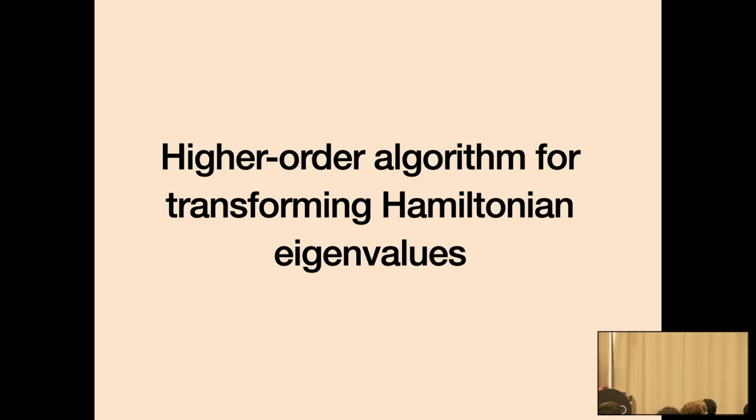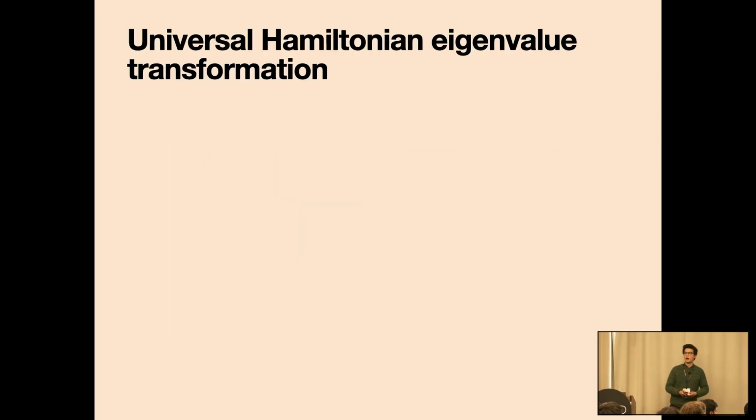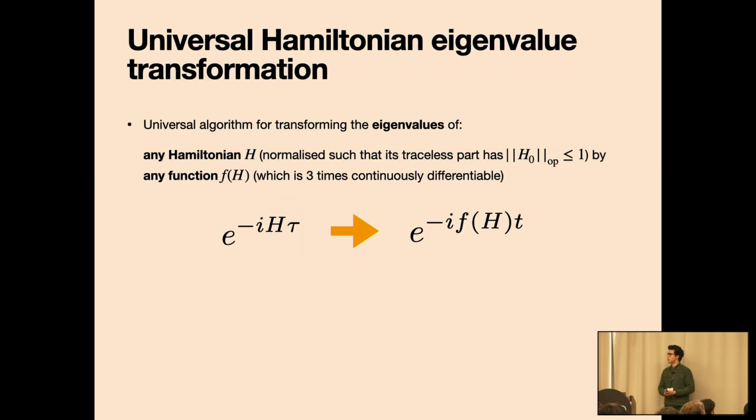So specifically now, going to the algorithm, I will first summarize what the algorithm does. We present a universal algorithm for transforming the eigenvalues of any Hamiltonian H, which just needs to be normalized with the standard requirement so that energies are not unbounded. So we're just normalizing this particular way.